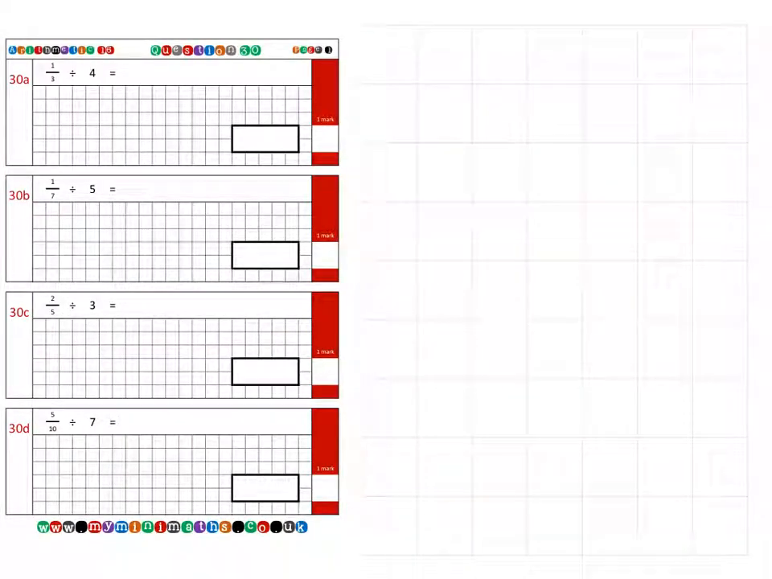Today we're going to be looking at the Arithmetic 16 question 30 practice question, which is looking at dividing a fraction by a whole number. The first question we're going to look at is question 30A.